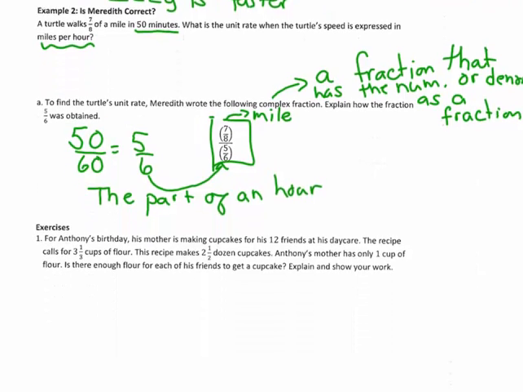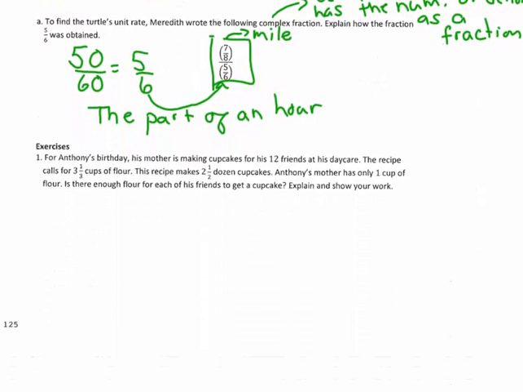All right, let's see here. Exercises. Let's try some of these. For Anthony's birthday, his mother is making cupcakes for his 12 friends. The recipe calls for 3 1/3 cups of flour. This recipe makes 2½ dozen cupcakes. Anthony's mother has only 1 cup of flour. Is there enough flour for each of his friends to get a cupcake? I first have to figure out the unit rate. How many dozen do I make for 1 cup of flour?